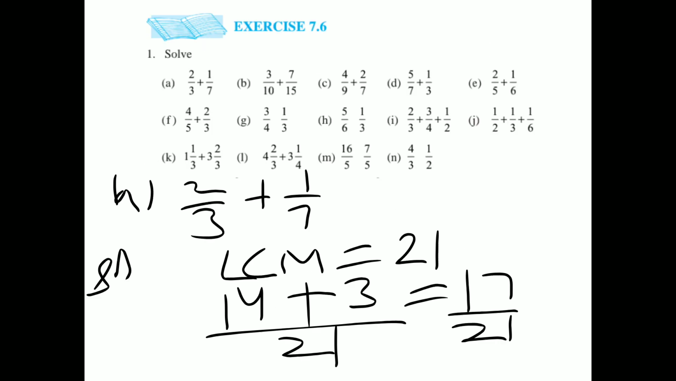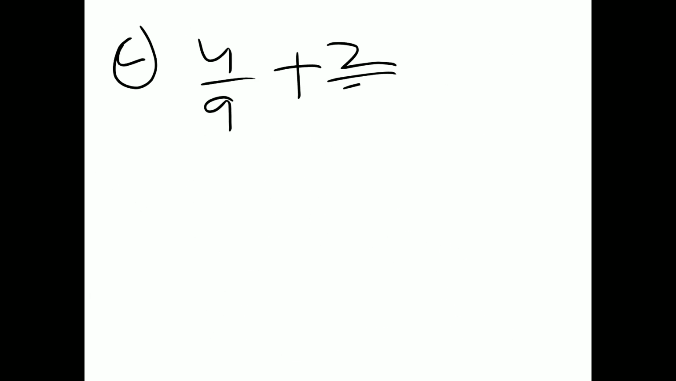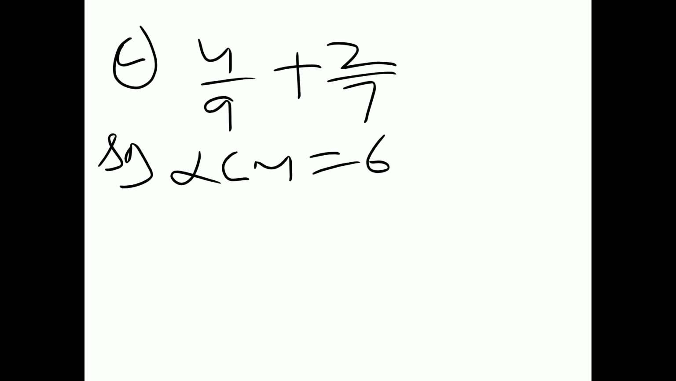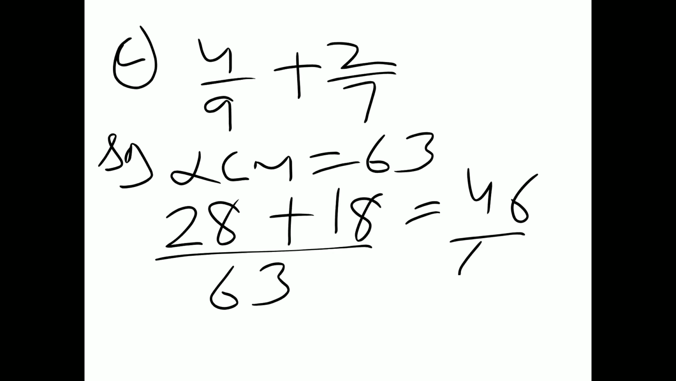Now we do C part. Your C part is 4 by 9 plus 2 by 7. Clear? Now see. 9 and 7 do not come in any table, so the LCM will be 63. We can multiply directly. Now you write 63 down. In the 9 table, 63 comes at 7s are. 4 7s are 28. In the 7 table, 63 comes at 9s are. 2 9s are 18. Answer comes 46 upon 63. Clear?